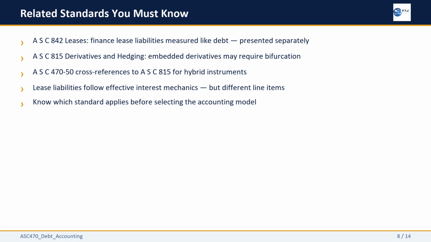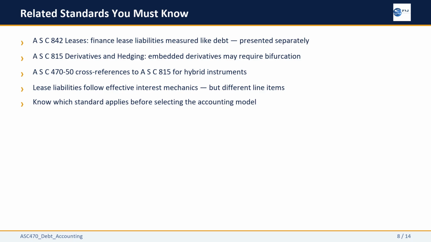Most people assume debt accounting stops at ASC 470, but that is not what happens in practice. ASC 842 creates finance lease liabilities that behave exactly like debt from a measurement standpoint, same effective interest mechanics, but they live on different balance sheet lines. ASC 815 is relevant whenever a debt instrument contains an embedded derivative, such as an interest rate floor or a conversion option that meets the derivative definition. The first question you must always ask is, which standard governs this instrument?